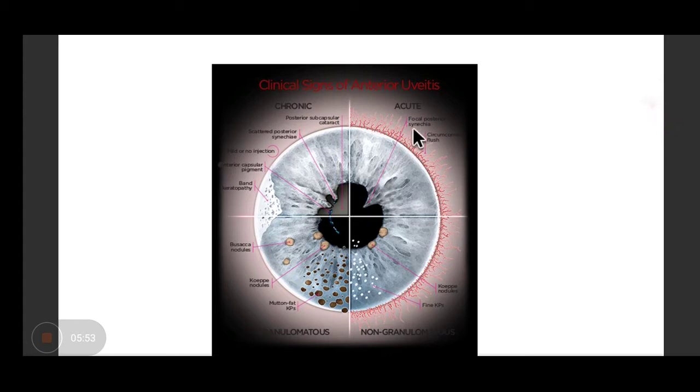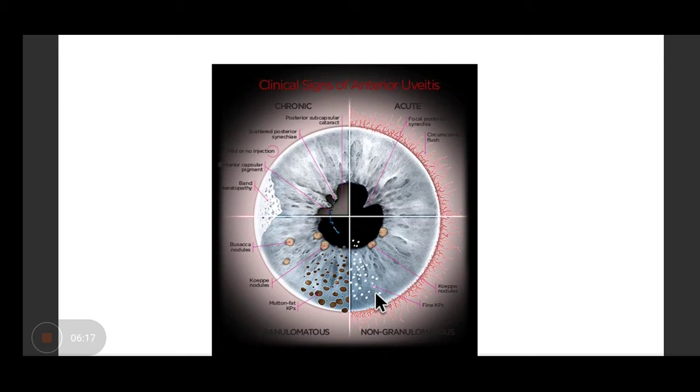So the acute signs, as we have talked about, will be congestion. There will be synechiae, which are the iris and lens adhesions. There will be iris nodules, which are Koeppe and Busacca nodules. These are the Koeppe nodules, which are at the pupillary border. Fine KPs, which are deposits on the endothelium on the back of the cornea.